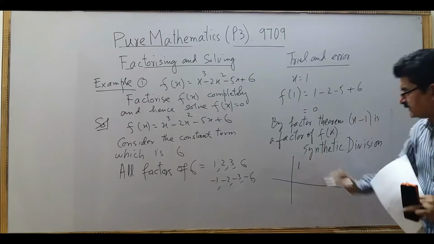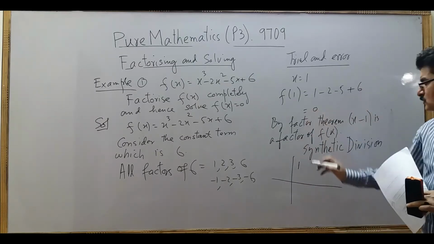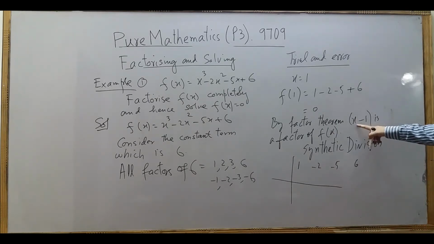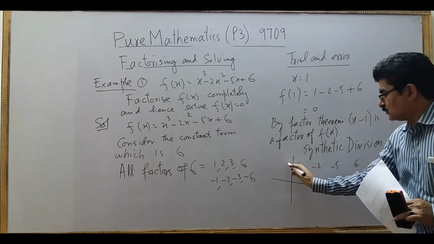Here you will write coefficients. Then the coefficient of x square, give space. Then the coefficient of x, and then the constant term. Now we have proved that x minus 1 is a factor. You will write 1 over here.